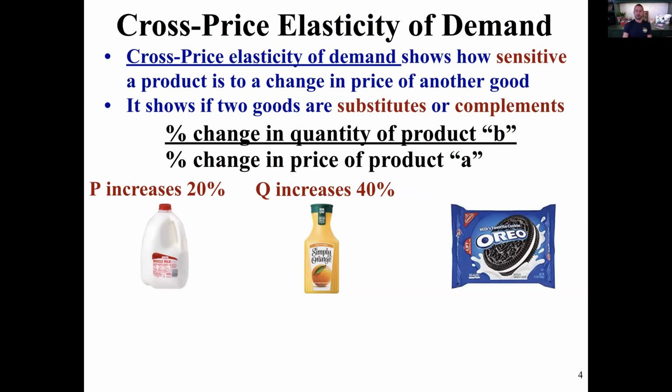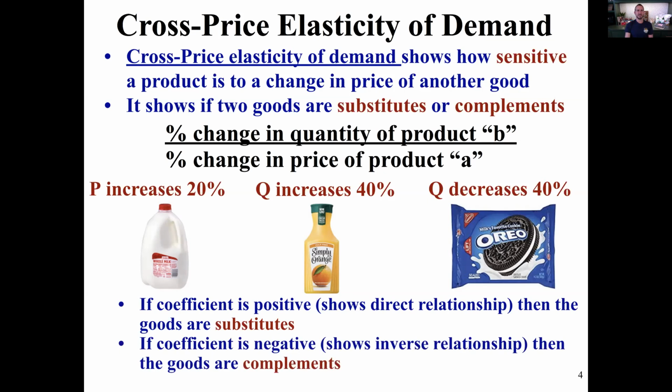If you look at Oreos, if the price of milk goes up 20% and people buy fewer Oreos, that means they must be purchasing milk and Oreos together, right? So they are complementary goods. So again, if you get a positive relationship, that means the goods are substitutes. If you get a negative relationship, it implies that the goods are complementary goods which are purchased together. Okay, so that's your cross-price elasticity.